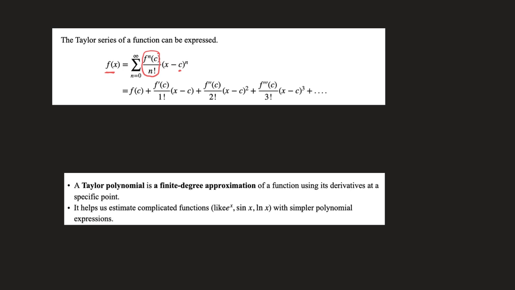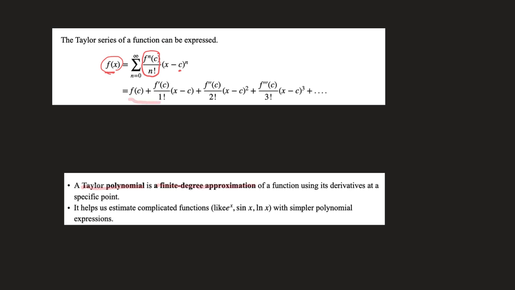Guys, look at this series. We cannot find the infinite sum. So how are we going to approximate the value of the function? We're going to truncate the Taylor series to approximate the function. So here's the idea of a Taylor polynomial. A Taylor polynomial means a finite-degree approximation of a function.